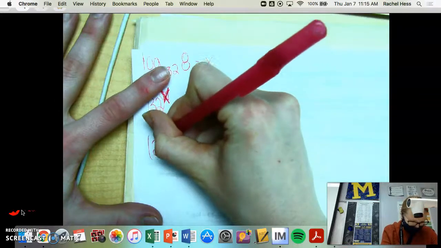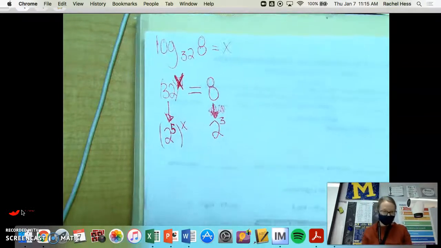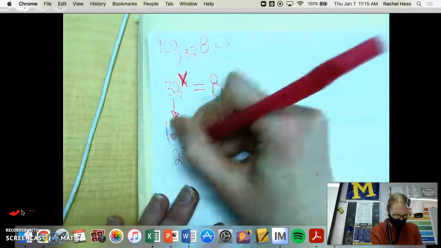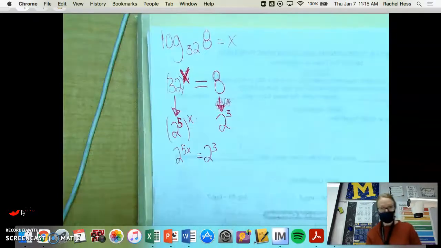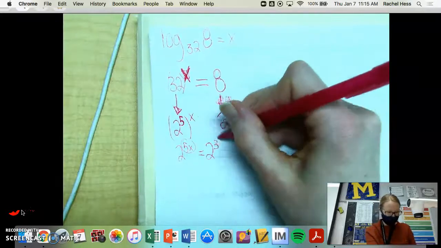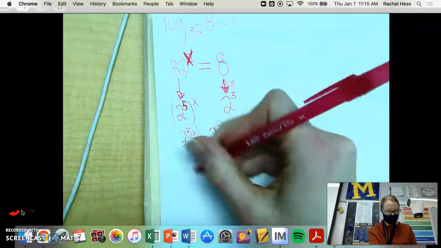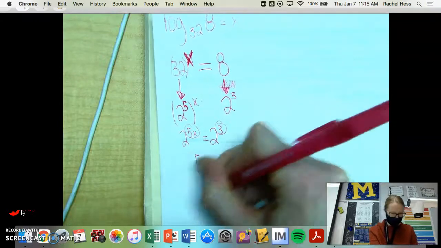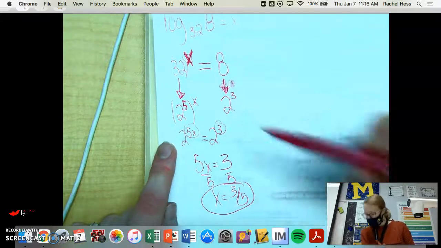So do you see how we're kind of doing this? Do you remember when we had a power to another power? We multiply those exponents, so I'd have 5 times x equals 2 to the third power, right? You can set your exponents equal to each other, and then I would get my answer of 3/5. This is where this idea of changing base comes from.